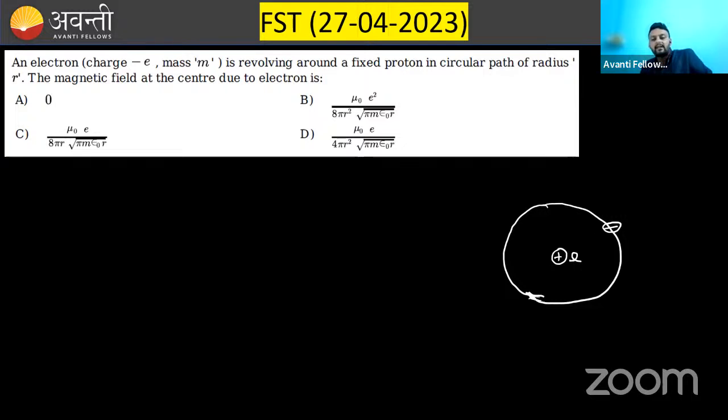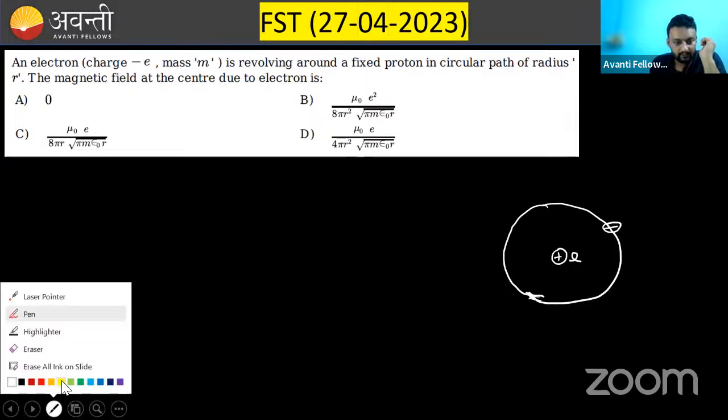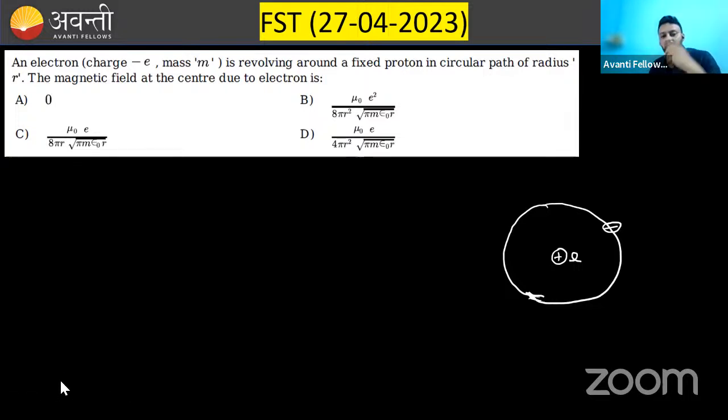Now the question is, what are they asking? They are asking for the magnetic field at the center. The basic approach for solving the question: let's suppose the electron is moving with some velocity v in this direction. Then the current will be opposite to that. Current will be something like that.